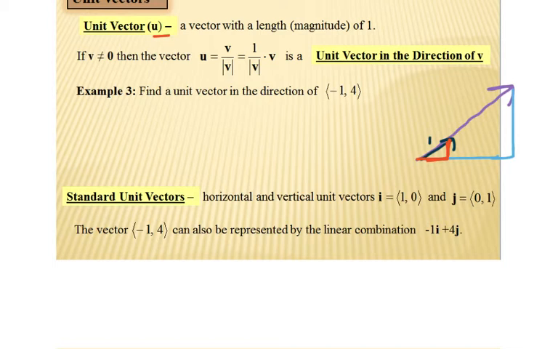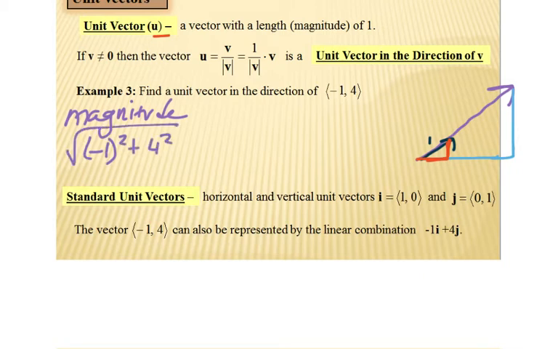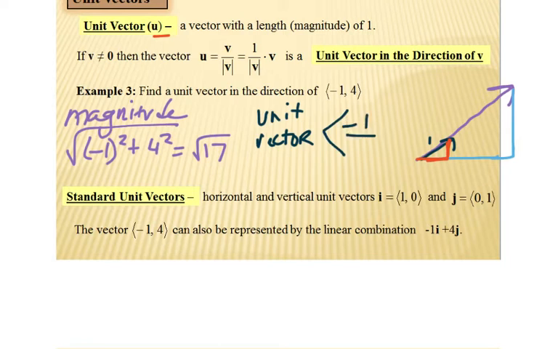So, first thing we need to do in this example here is find the magnitude. Otherwise we can't make the unit vector. So the magnitude is going to take -1, square it, and add it to 4 squared. And so our magnitude is going to be the square root of 17. And so in order to get my unit vector, I need to take the numbers that we already have and divide them by the magnitude.